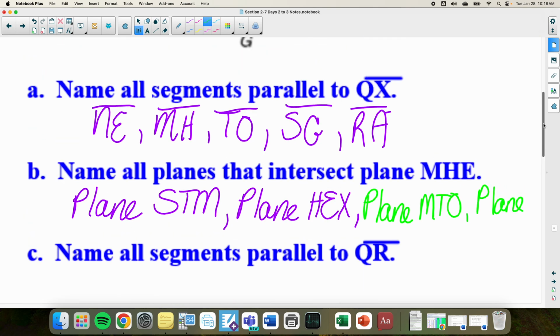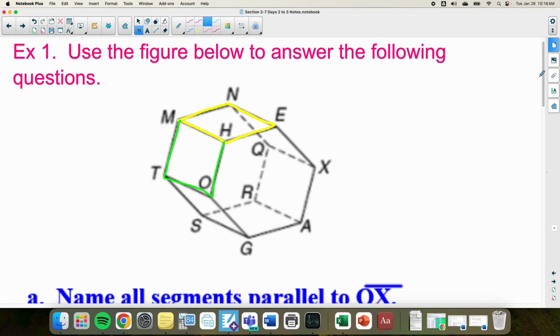And then plain NQX. Yep. HOG, we did already. We called it HEX, but yes, that front one does touch it.